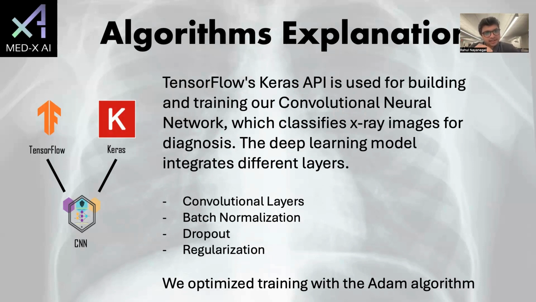So our model integrates various layers, each with a specific role. We have convolution layers, which are like filters that help us detect important patterns in the X-ray images. So these patterns could signify various abnormalities or any dangerous conditions a patient can have. We have also incorporated batch normalization, which ensures stability and accelerates the training process.